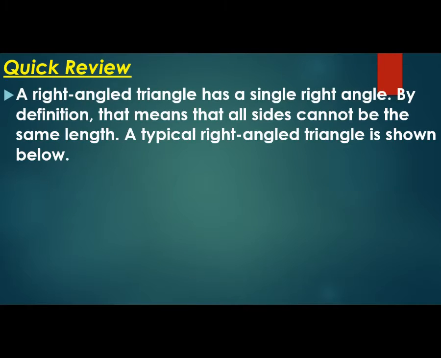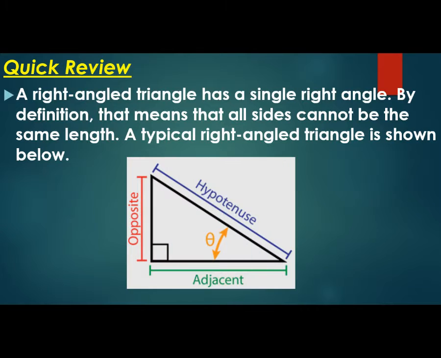Let's have a quick review of the previous class. A right angle triangle has a single right angle. By definition, that means that all sides cannot be the same length. At the most, two sides can be the same, but not all the three sides, because the longest side is the hypotenuse. A typical right angle triangle is shown below.